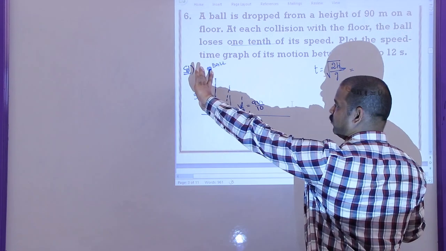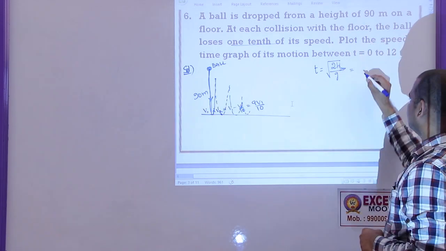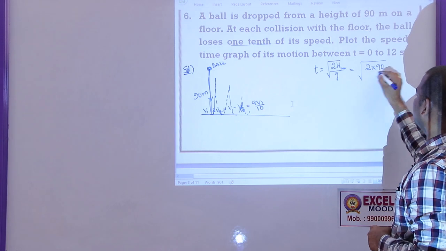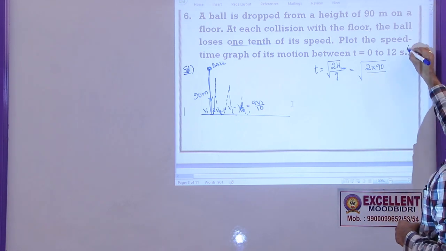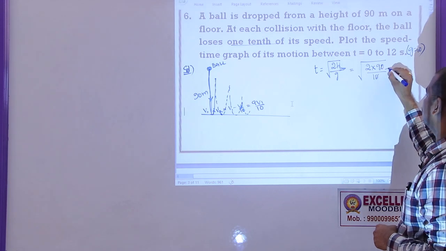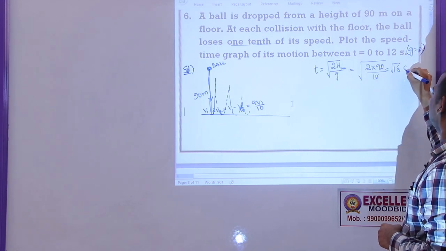This is the maximum height from which it is falling. So, you can write this as root over 2 into h max, 90, by g. Here, you take small g as 10 in this problem. So, this is root 18 seconds.